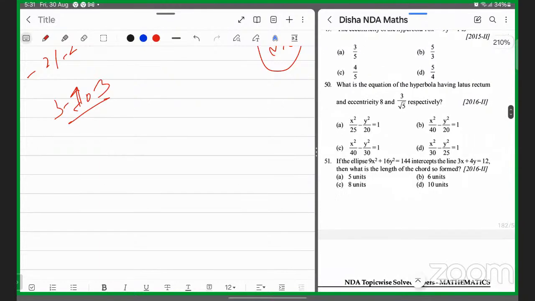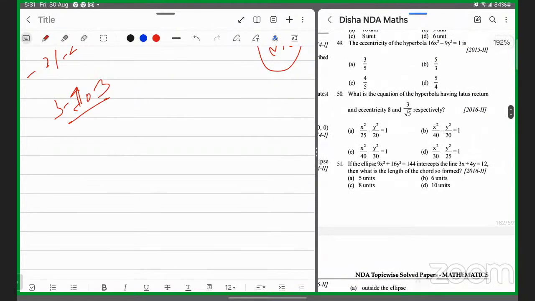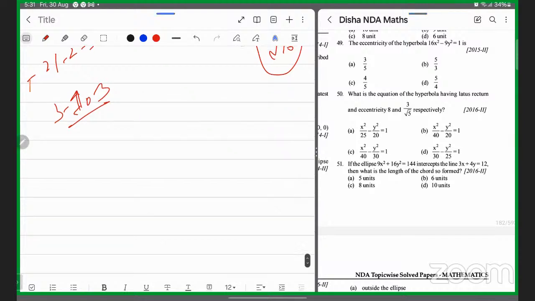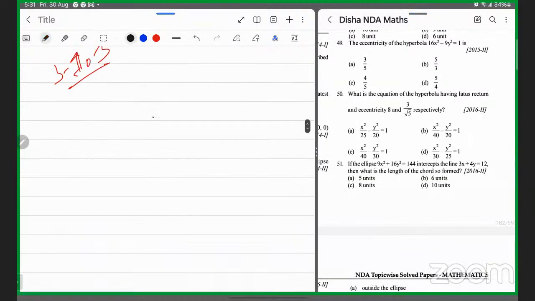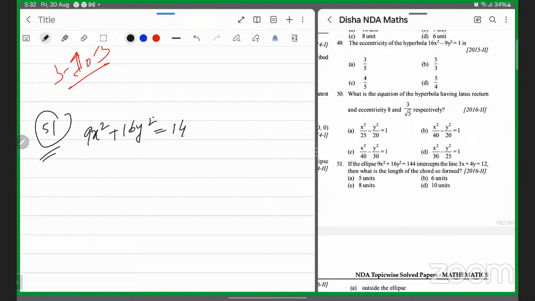Solve 51. Hurry up. Everyone. Solve it, 51. 9x square plus 16y square equal to 144. If the ellipse intercepts the line, then what is the length of the chord formed? Tell me.